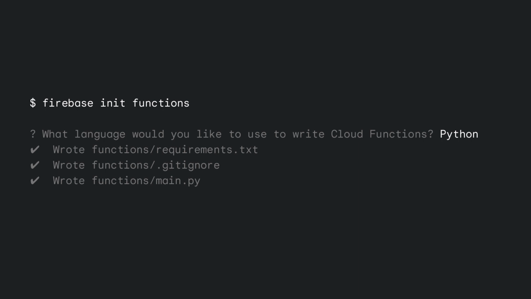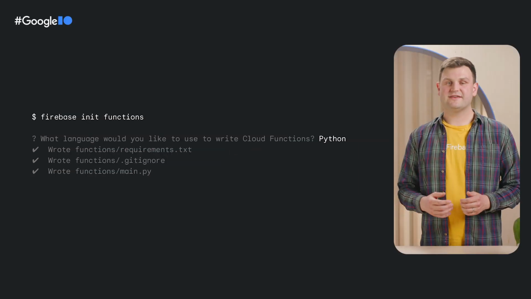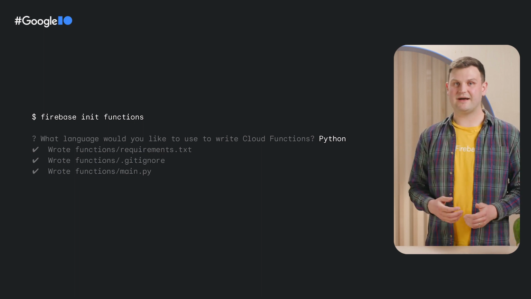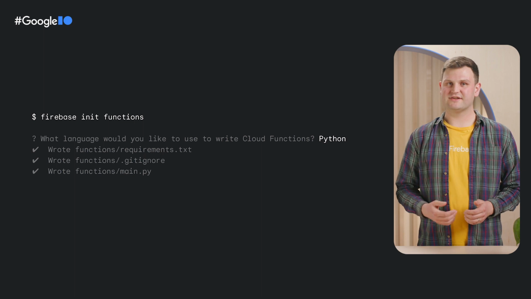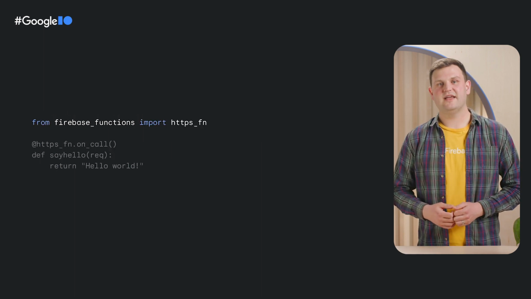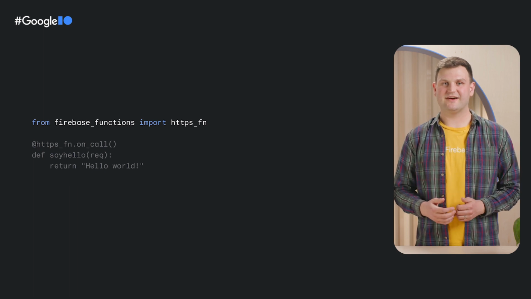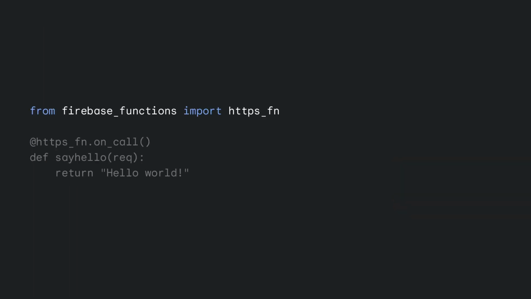To write a function with Python, I start with the Firebase init command from the Firebase command line interface. It will generate the files I need to get started. Most important of these is main.py, which is where I'll put my function code. In main.py, I'm going to import from the new Firebase Functions Python library. In this case, I want to create a callable function, which can be called directly from an app with the Firebase client SDKs. So I'm going to import the HTTPS function module.